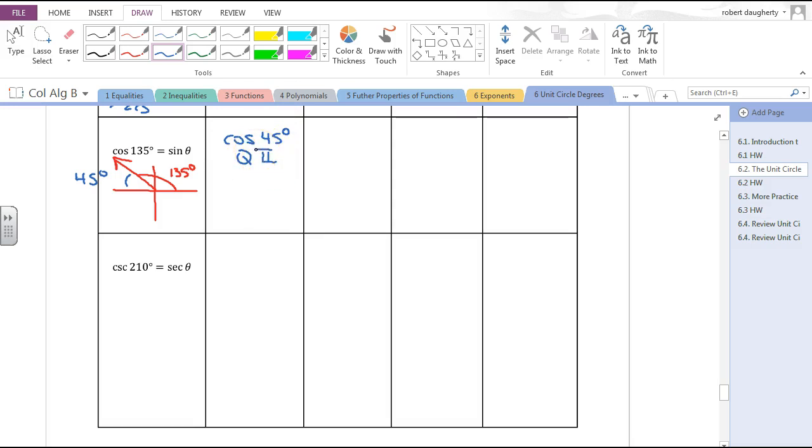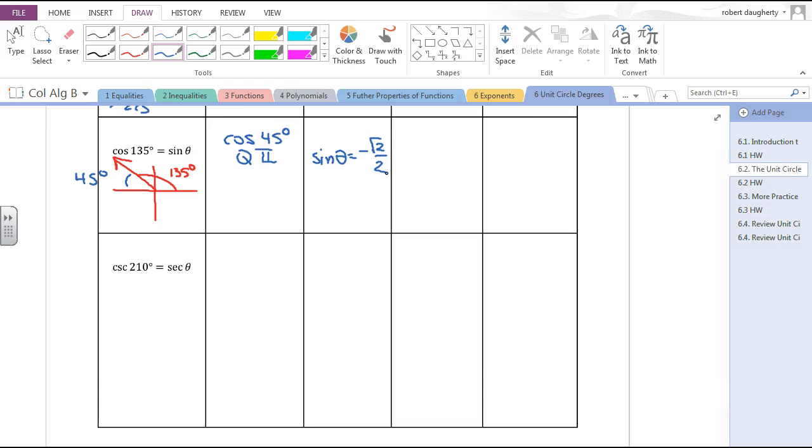Okay. So cosine is what coordinate? X. At 45 degrees, what's the value of x? Square root of 2 over 2. In quadrant 2, what's the cosine? Negative. So this becomes sine theta equal negative square root of 2 over 2.